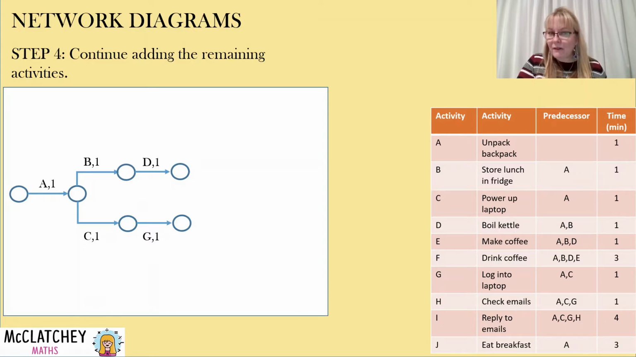And running in parallel to that is activity C, powering up the laptop, and activity G, logging into the laptop. I'm doing that while the kettle is boiling. So that's why they are running in parallel. I'm able to multitask. Now, these activities are going to continue flowing along. I've got these two parallel processes going on. Now that I have boiled the kettle, I am going to make my coffee.